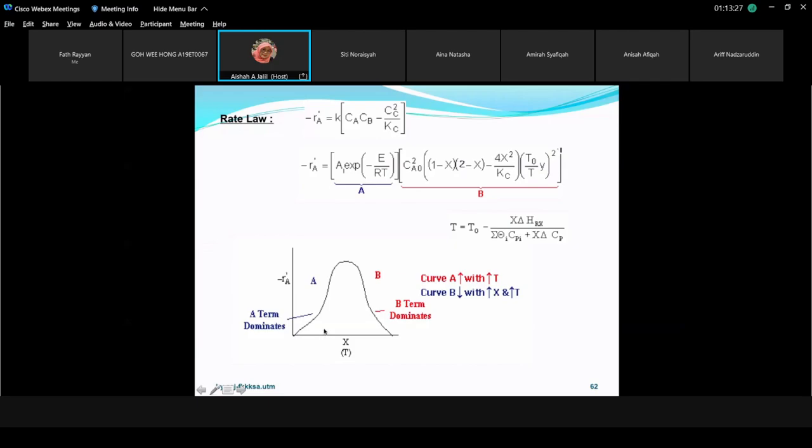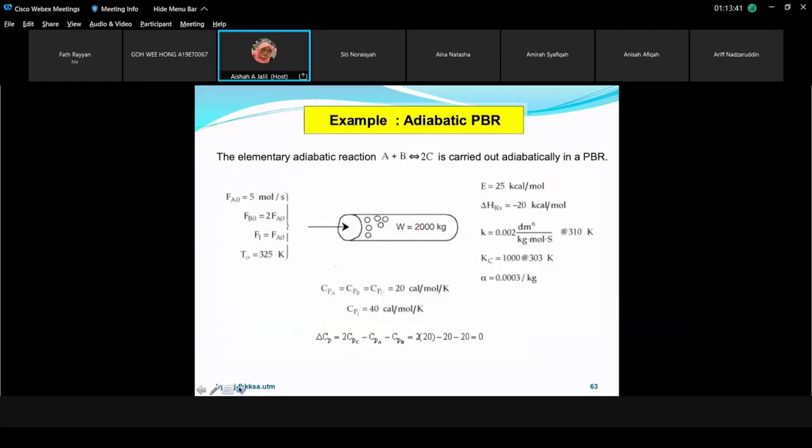A term dominates, B term dominates. Curve A increases with T. Curve B decreases with T. Then this is another example, for an adiabatic PBR. This one is the same reaction, adiabatic PBR.